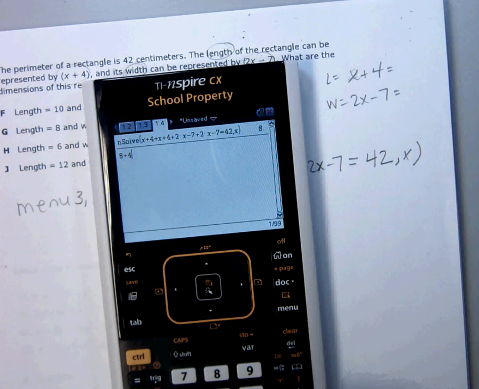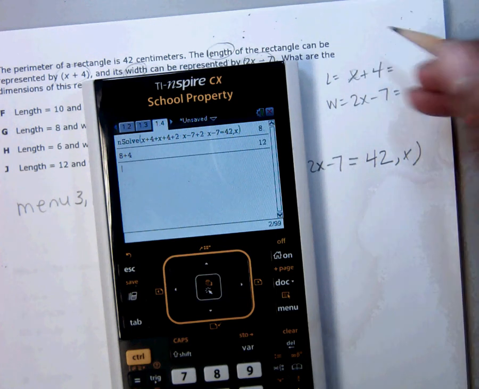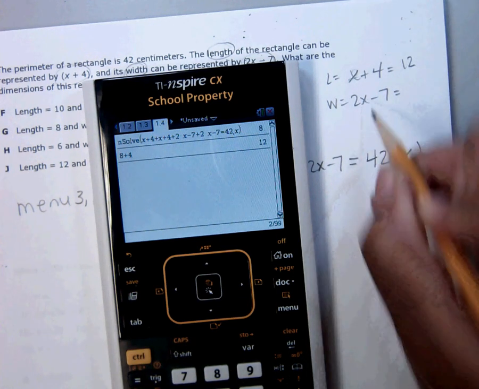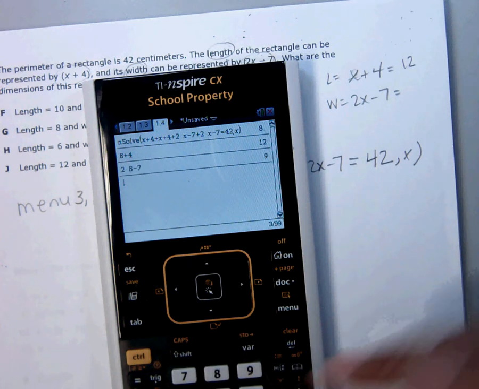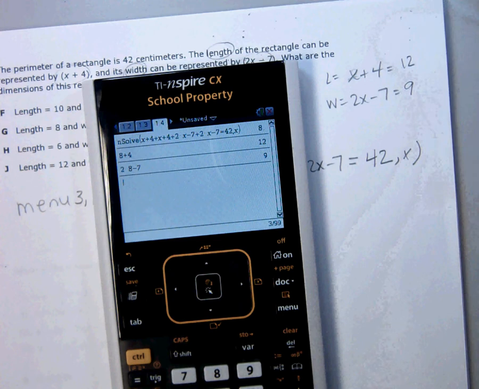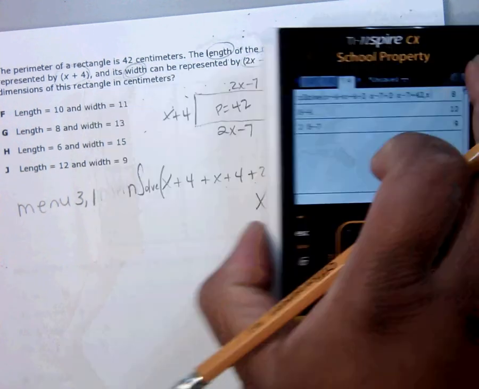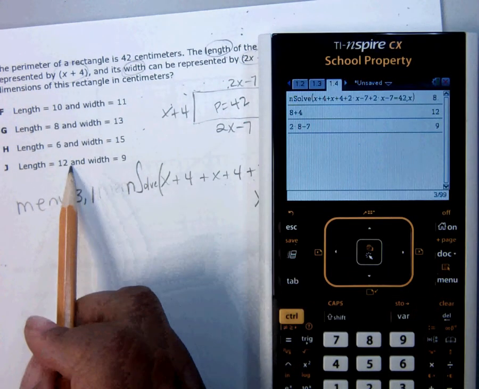8 plus 4, put in the 8, I get 12. Put in the 8 here, that's 2 times 8 minus 7, that's 9. 12 and 9.